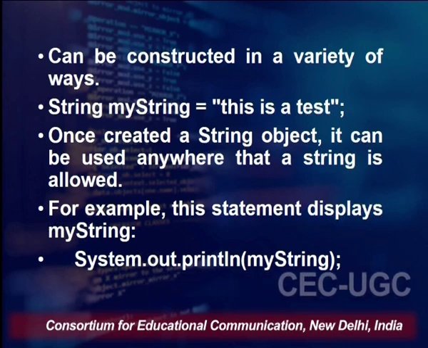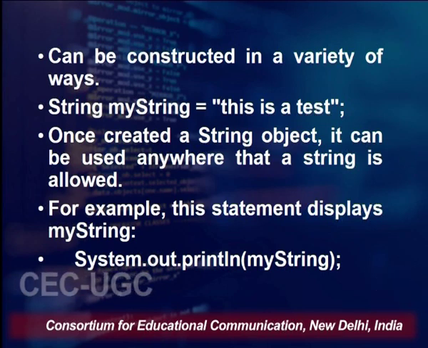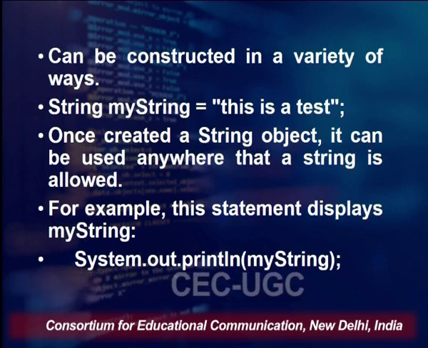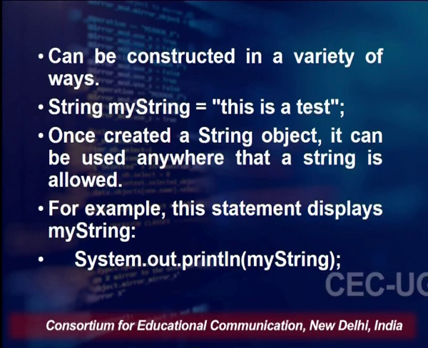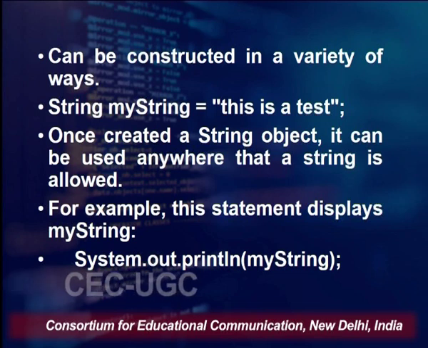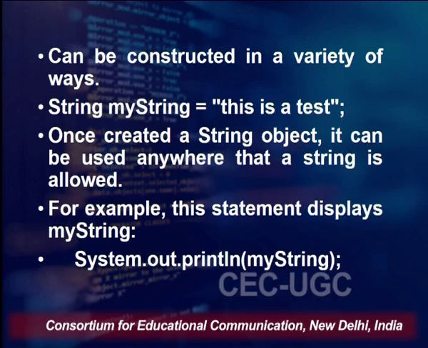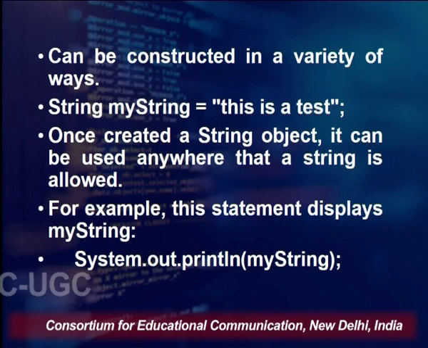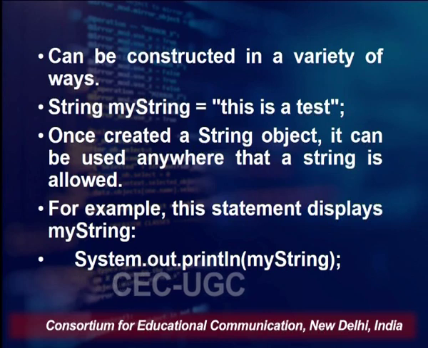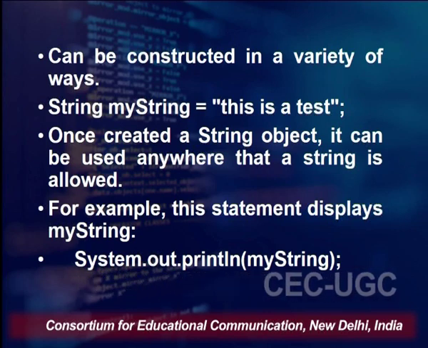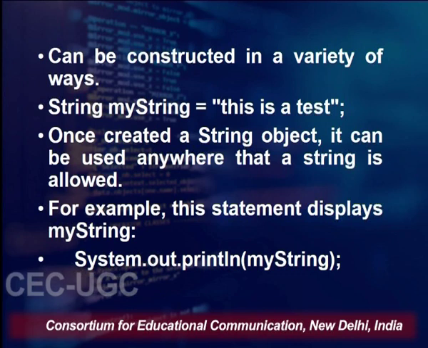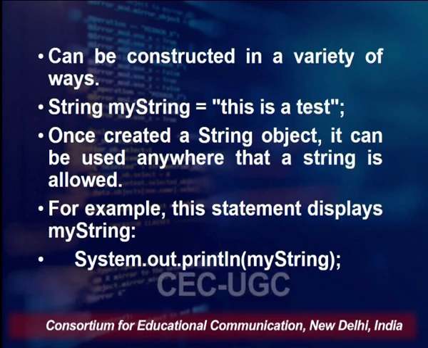Please notice the use of capital S in String here. String, and then myString or s1 or s2, whatever name you want to have, equals "This is a test" within the double inverted commas. What is going to happen here? My string object will be created, which is an object of the class String, and the object is pointing towards this "This is a test" value.